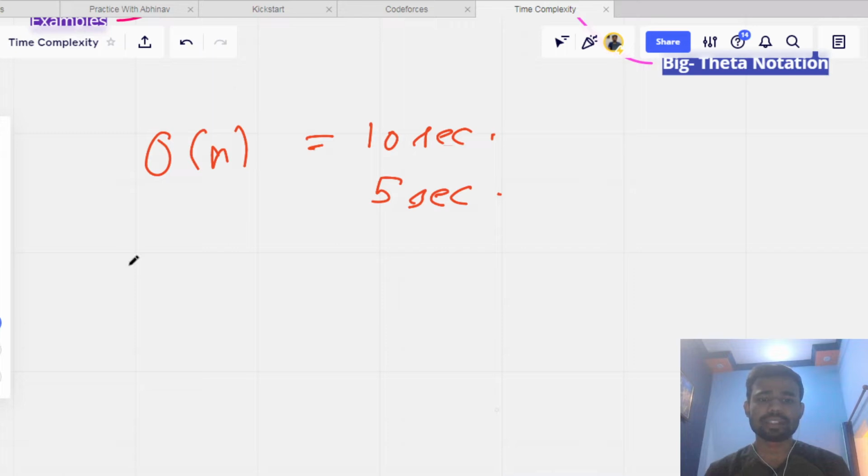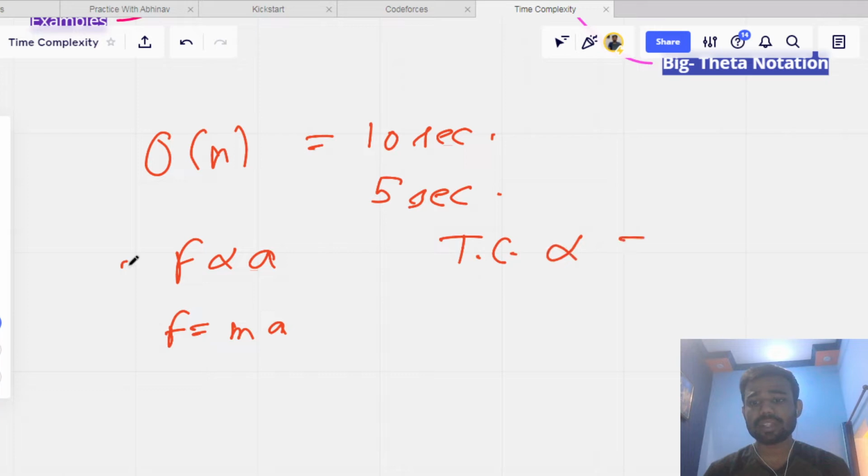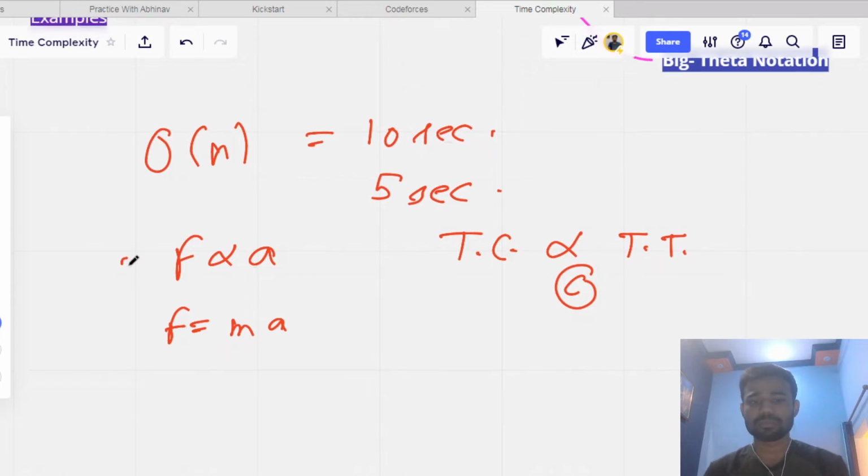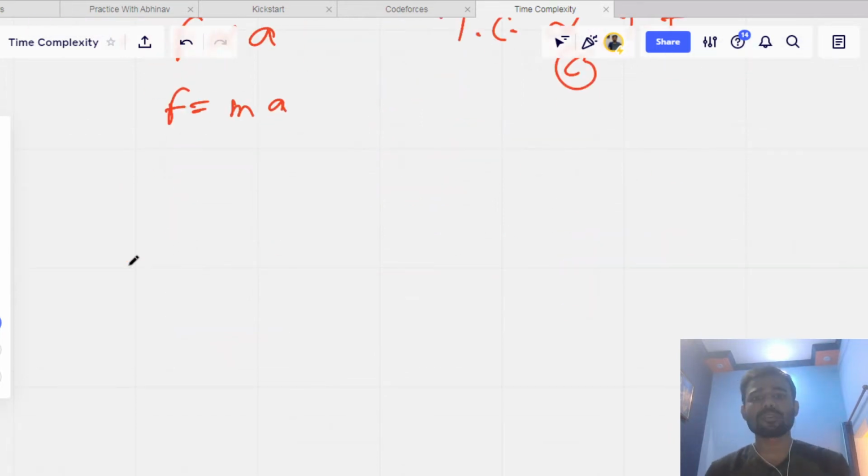We have learned that force is directly proportional to acceleration, but force is equal to mass into acceleration. The same thing is here, that the time complexity is directly proportional to the time taken, but it is not equal to the time taken. Okay, there should be a constant. Fine. So time complexity is basically the relation between the time taken by an algorithm and the number of inputs.